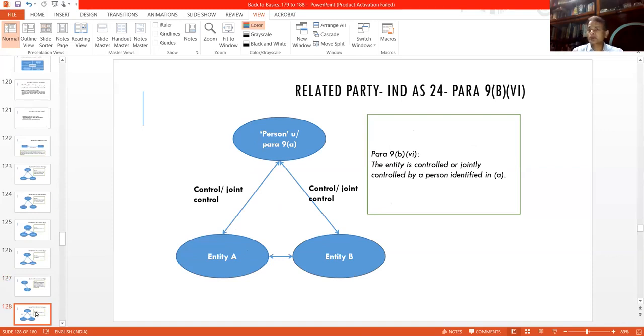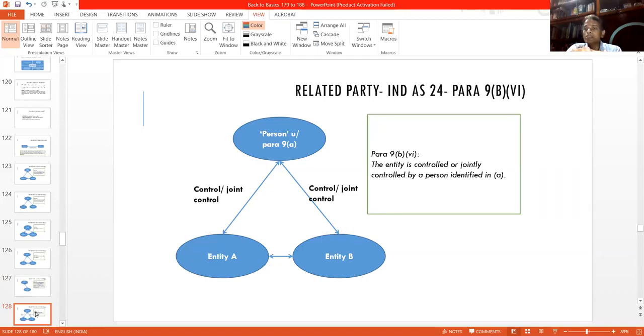96, we're talking about a person referred to in 9A. Who is the person referred to in 9A? 9A talks about the person who has control. Remember, the individual who has control, that was 9A. The individual who has control over my company, if there is a common individual having control over both entity A and B. See, this is one situation which is not captured by 2/76.